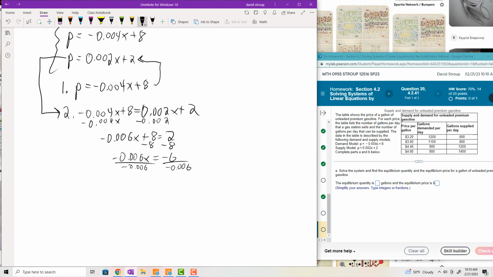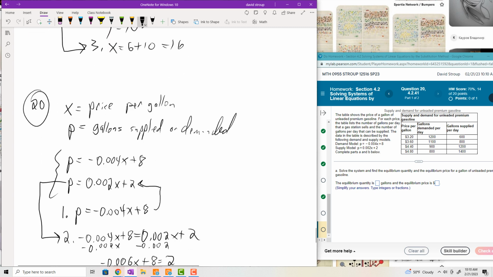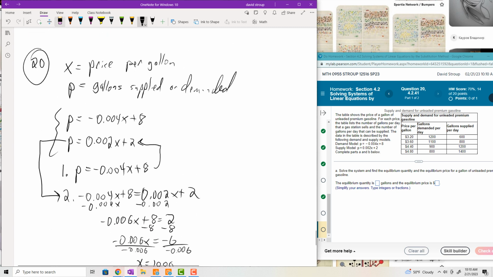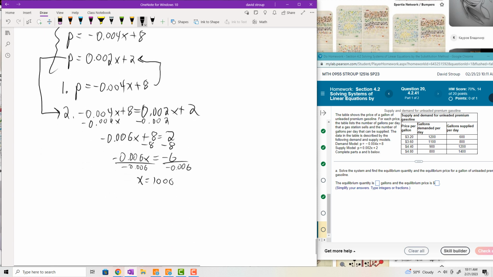6 divided by 0.006 is 1,000. Well, that can't be the price per gallon. That must be the number of units. So P is the price, sorry. And then X will be the units, the number of gallons supplied or demanded. Sorry about that. So that kind of makes sense. P for price. Okay, great.